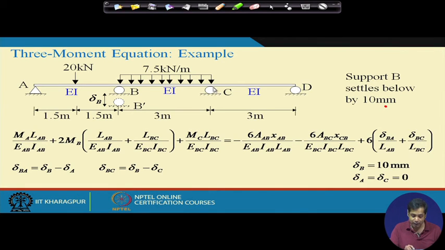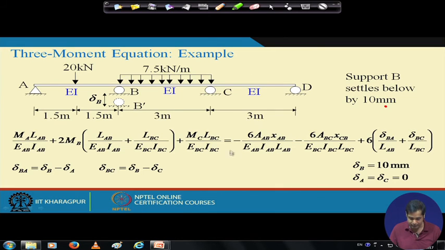But in this case, again delta B is 10 mm, but delta C and delta D are equal to 0. Again we get an equation for MB and MC, and by solving those two equations, we finally get the values of MB and MC. And once we have MB and MC, the rest of the thing is very straightforward. It is the same as any statically determinate structure.